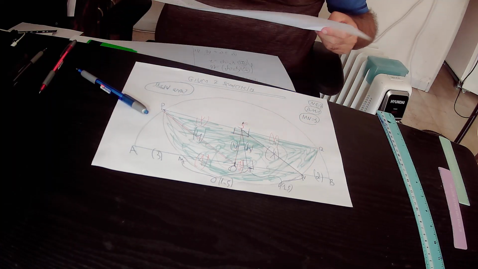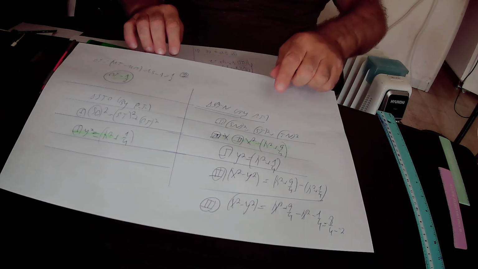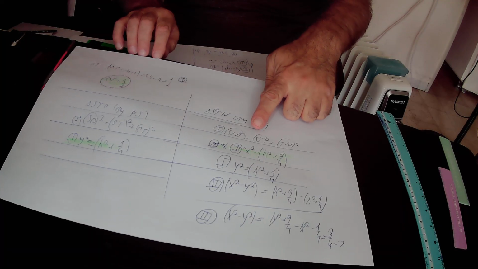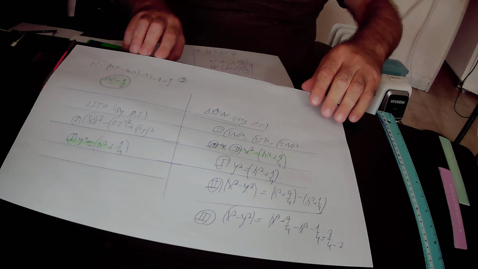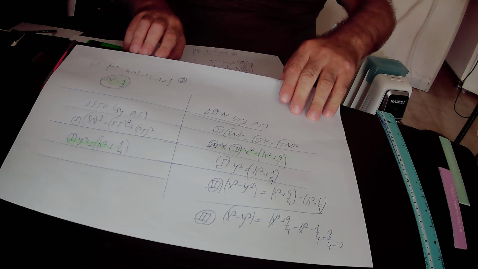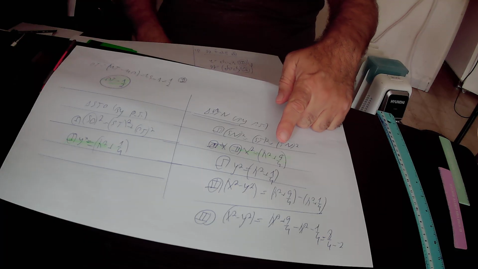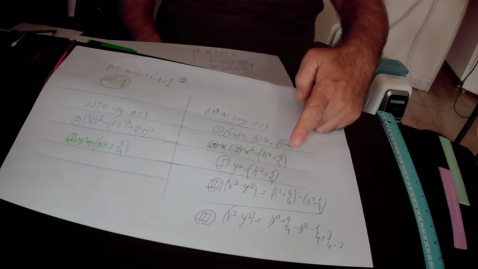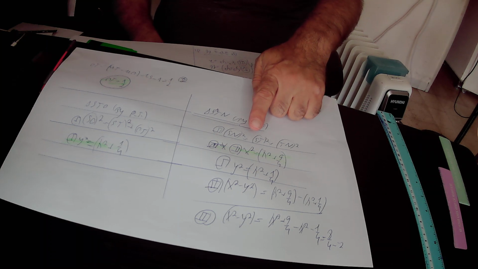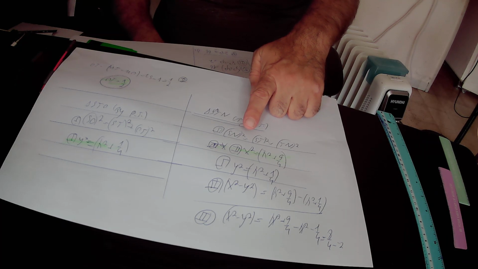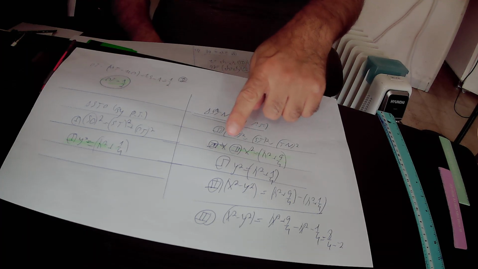So in total, according to equation 2, x squared equals h squared plus 9/4. And according to equation 1, we found that y squared equals h squared plus 1/4. So in the next step, we subtract equation 1 from equation 2. It is 2 minus 1.